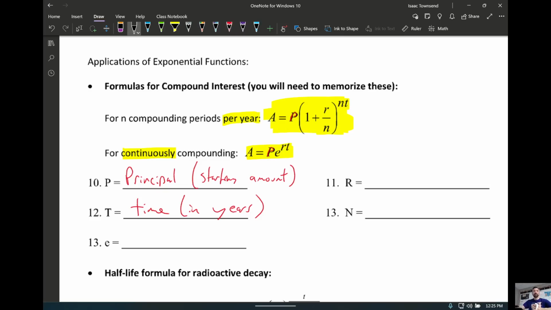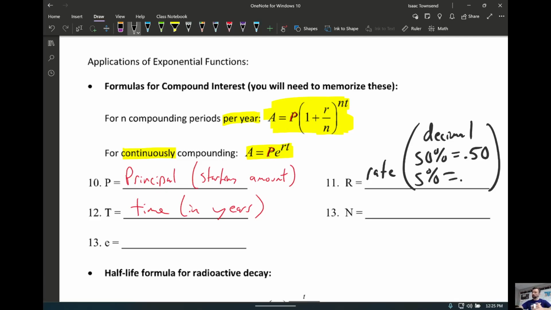Both of these formulas have an R, which stands for the rate, and the rate must be put in as a decimal. So if it's 50%, you would need to put 0.5 for R. If you put 50 in for R, you're going to be doing 5,000%. If you want 5%, it would be 0.05. Has to be entered as a decimal for it to work. So both formulas have those three things: principal, time, and rate.